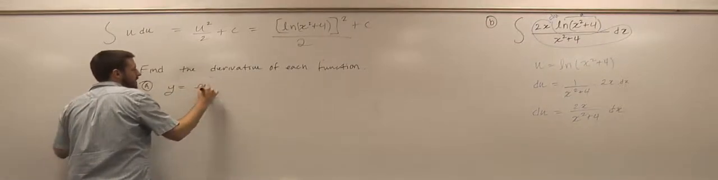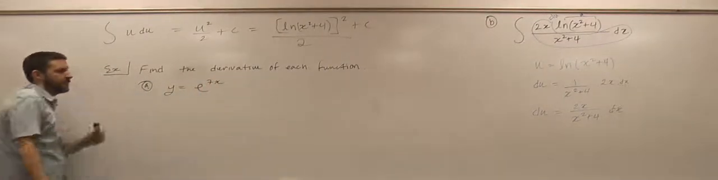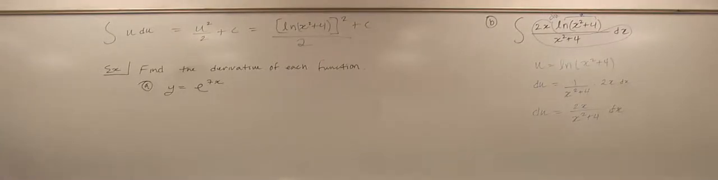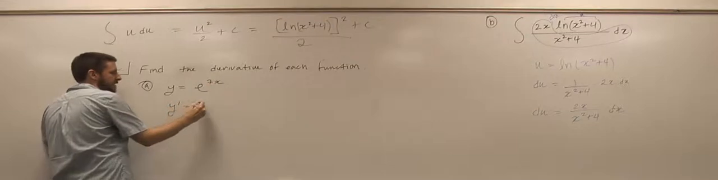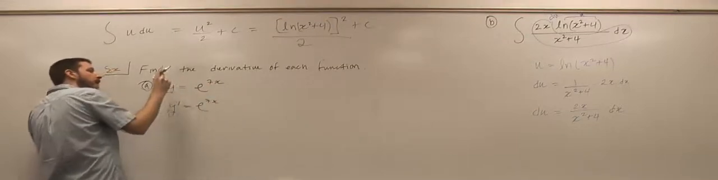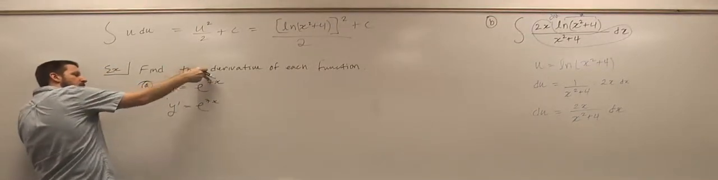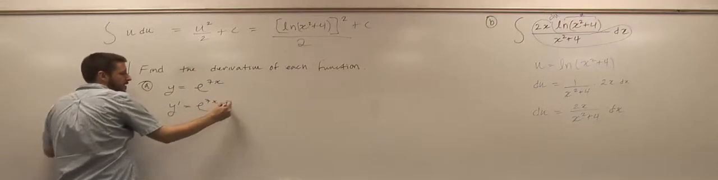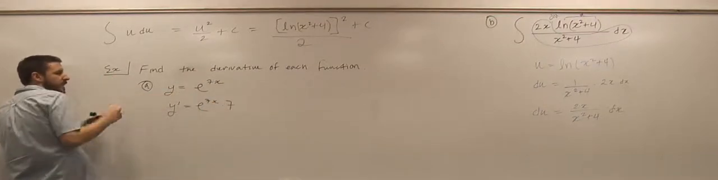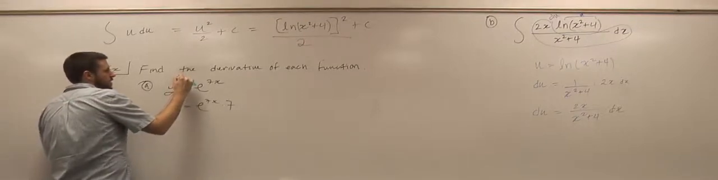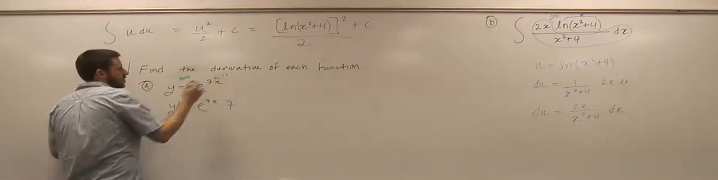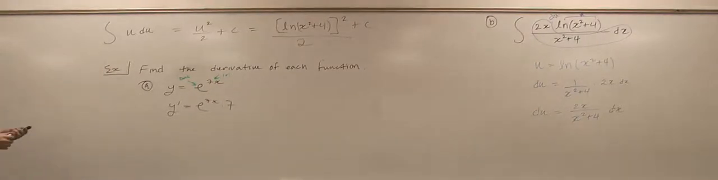Y equals e to the 7x. How do you do the derivative? Yeah, so e is our favorite function in the world. The derivative of e to the 7x is e to the 7x again. But because the inside is more complicated, you have to times by 7. Right? Derivative of the inside, chain rule. E is your outside function, 7x is your inside. So altogether you get 7e to the 7x.